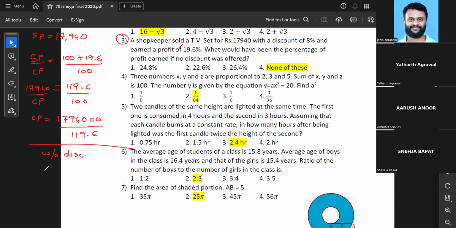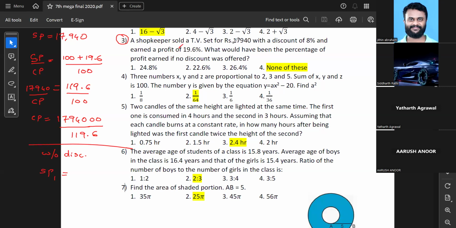Without discount, the new selling price, SP1 or call it anything, this SP1 will definitely be, see, after giving 8% discount on the original selling price.